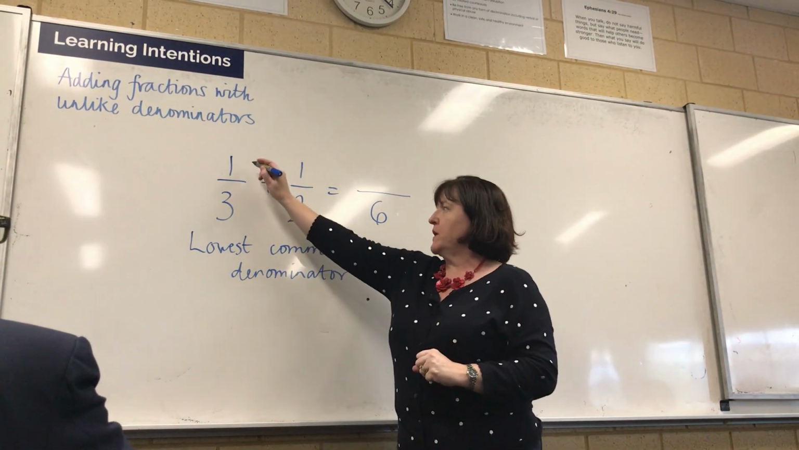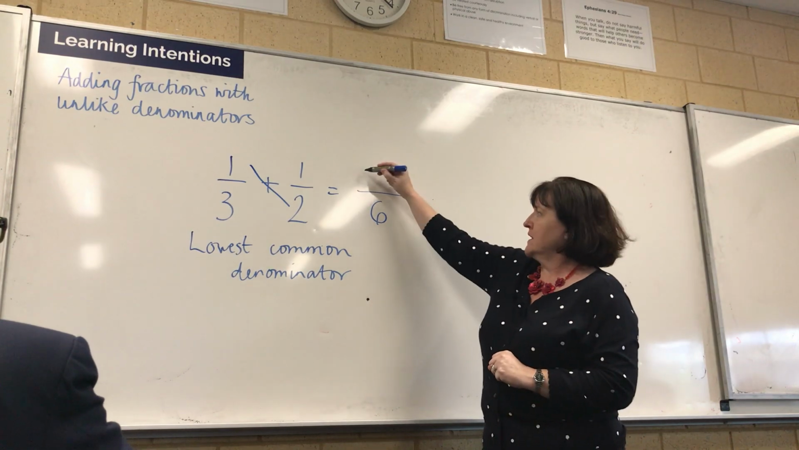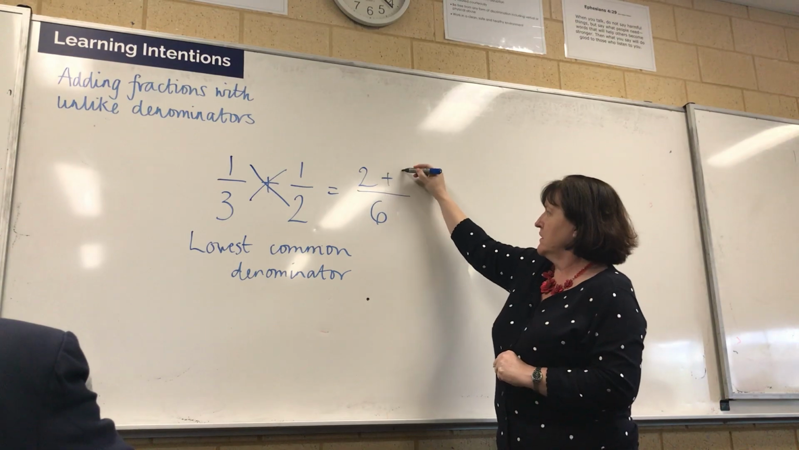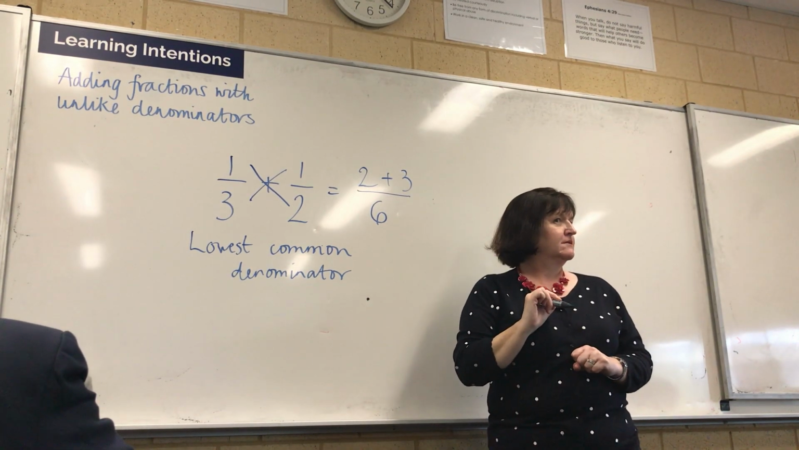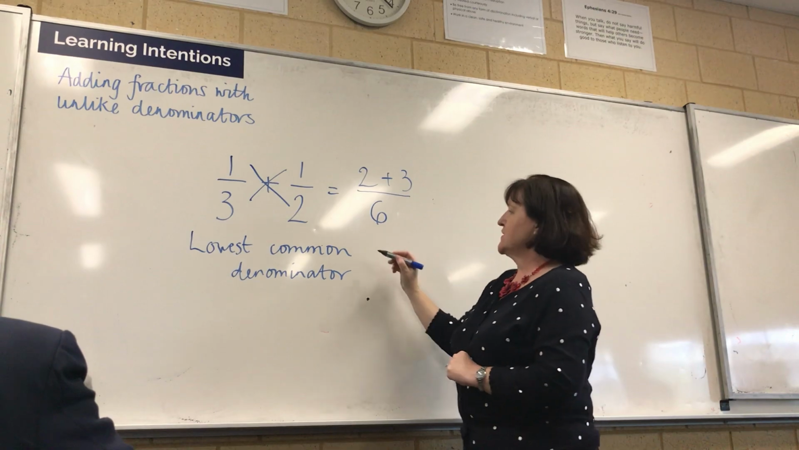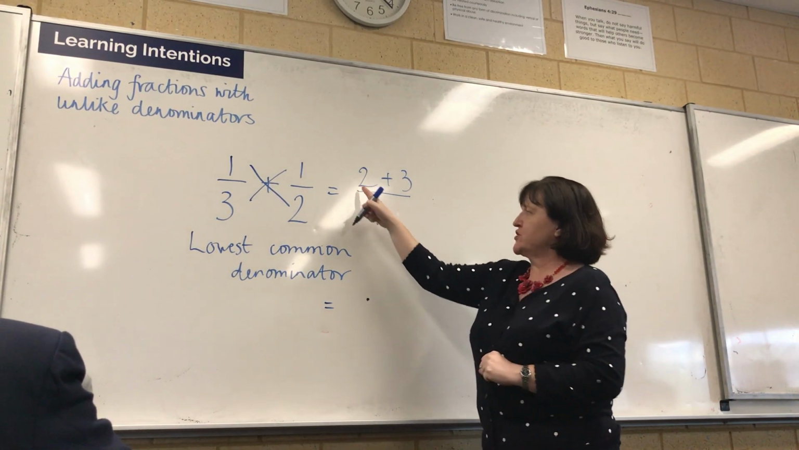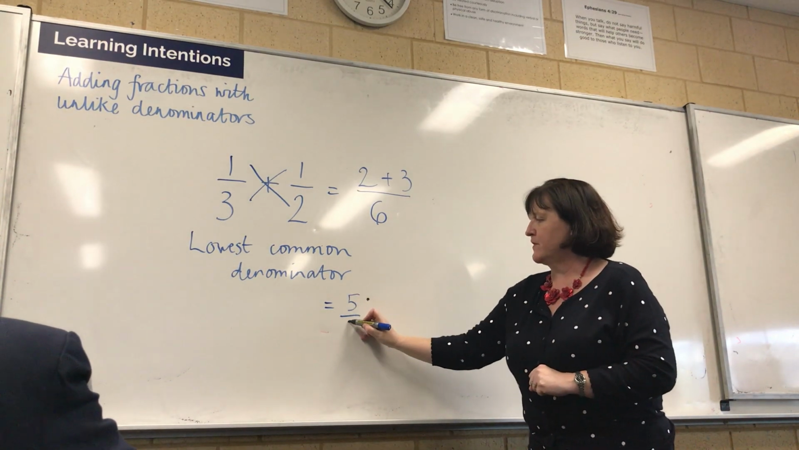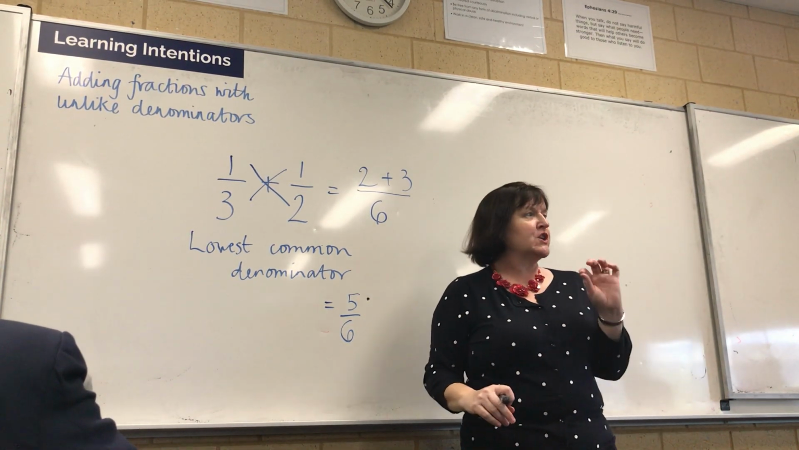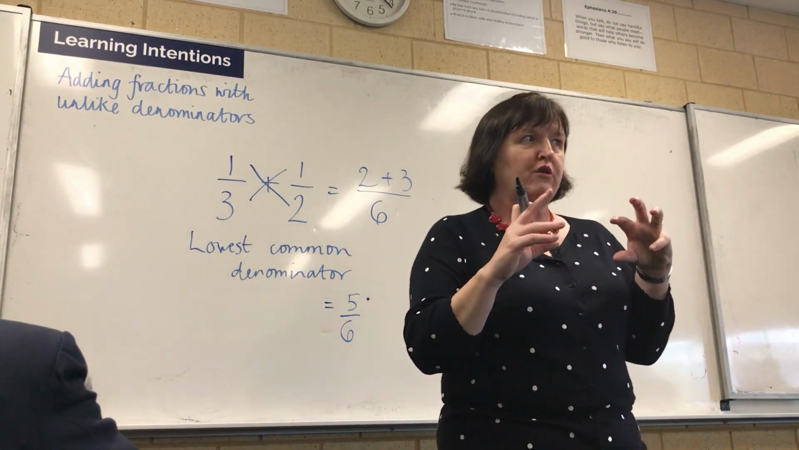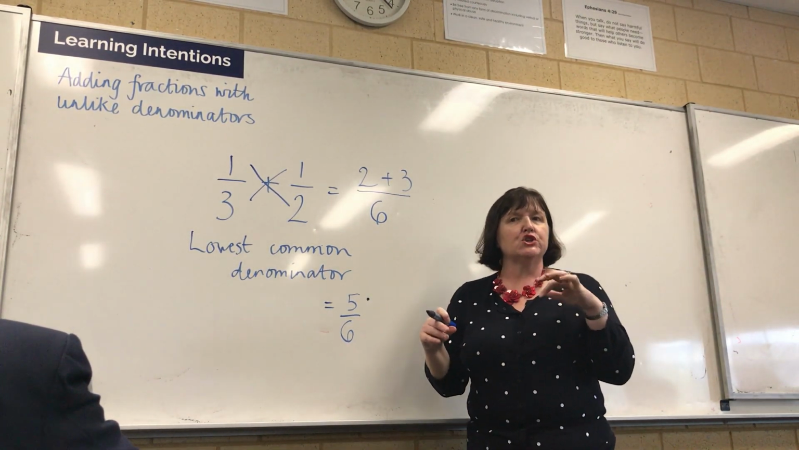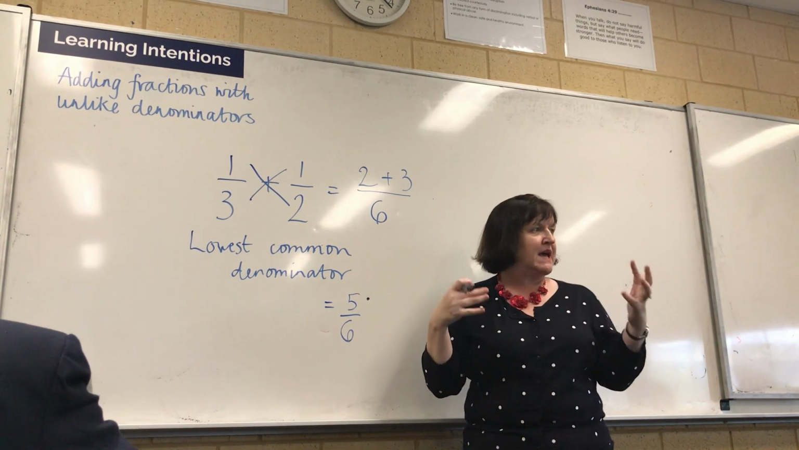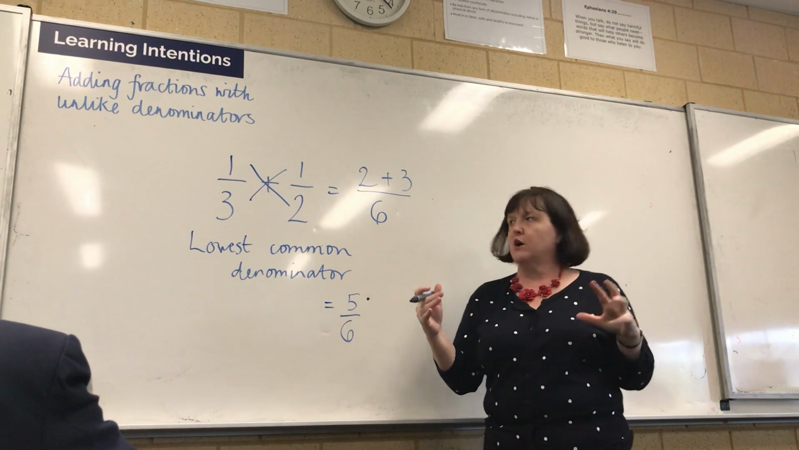So this is what we do. We go 1 times 2 is 2. 3 times 1 is 3. So that leaves us with 2/6 and 3/6, which gives us 5/6. Now, if you don't understand this the first time, don't worry. The class yesterday took 3 or 4 goes and then suddenly it clicked for all of them. And that was fine. So just let me explain a few more examples.